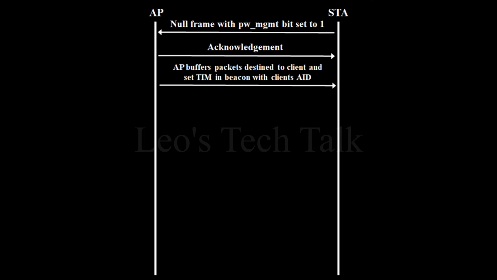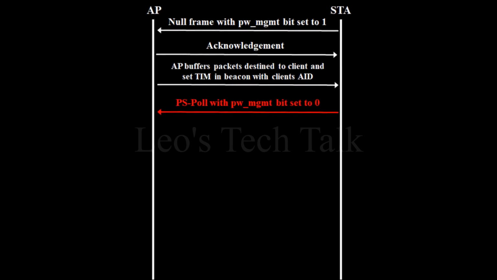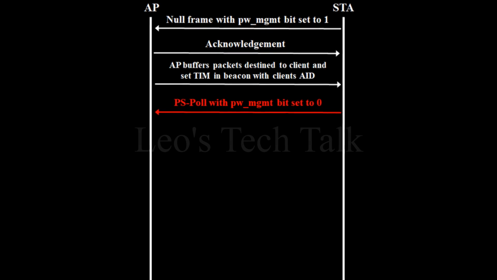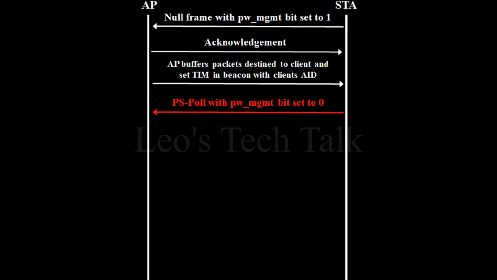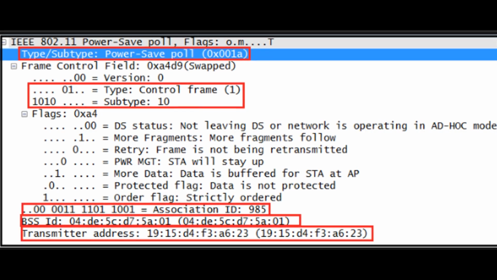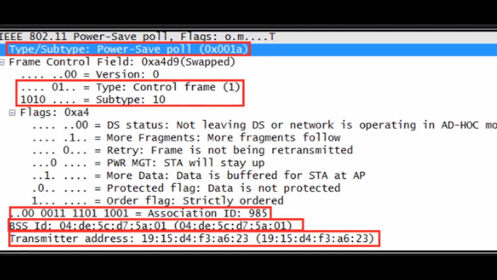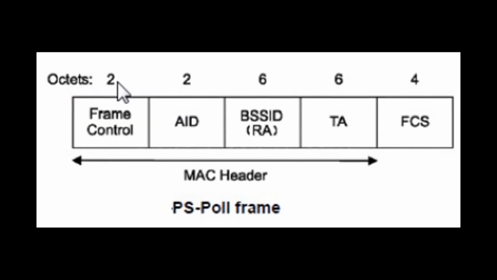The client wakes up at every listen interval and verifies whether the TIM field is set for it in the beacon frame. When the client sees that the TIM field is set for it in the beacon, it sends a PS-Poll to the AP with the power management bit set to 0. PS-Poll frame capture. PS-Poll frame format.